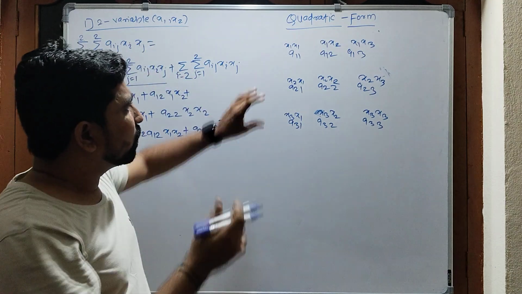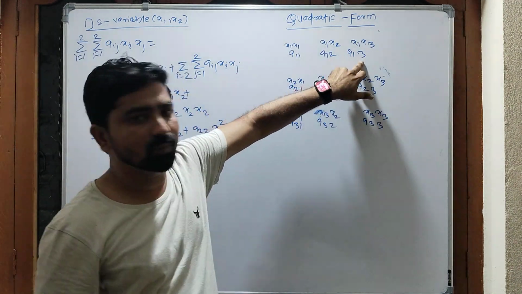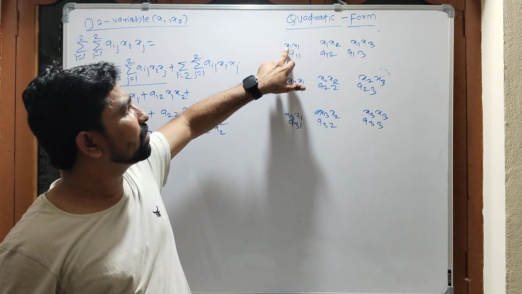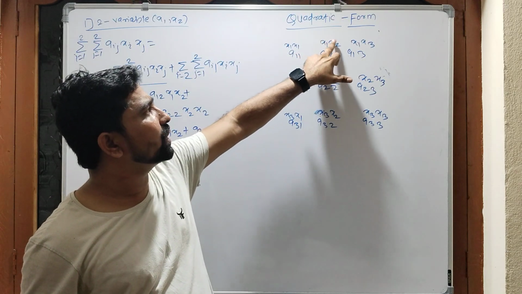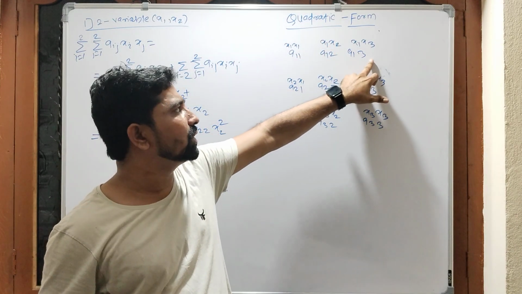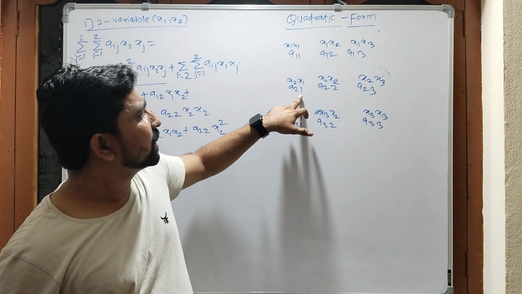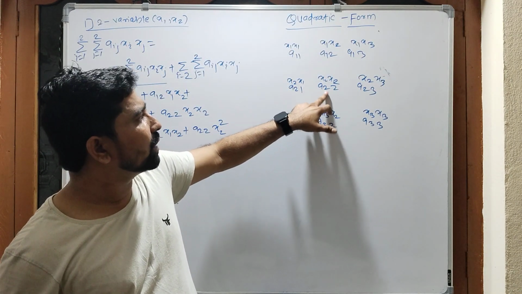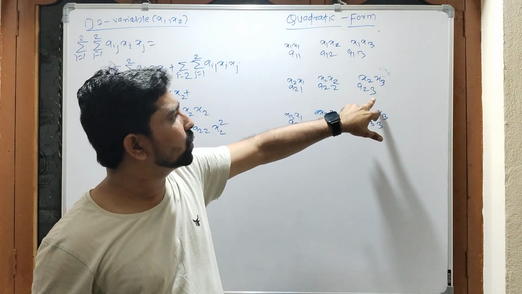So for example, this is the 3 cross 3 matrix. First row A11, A12, A13. A11 means this is 1, this is 1, here I am writing x1, x1. This is 1, 2, here I am writing x1, x2. This is 1, 3, A13. This is 1 and this is 3, here I am writing x1, x3. Here this is A21, here I am writing x2, x1. This is A22, here I am writing x2, x2. Here this is A23, here I am writing x2, x3.